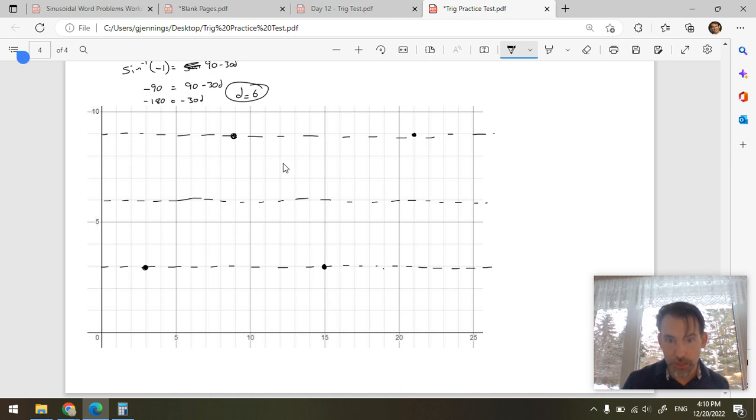9 plus 12 is 21. Very good, Mr. Jennings. All right, and then if we did like half of that, that's where it crosses like a quarter of the period. So every 3 hours, it's going to cross the midline. So from there to 6, it crosses the midline. And from there to there, it crosses the midline like that.